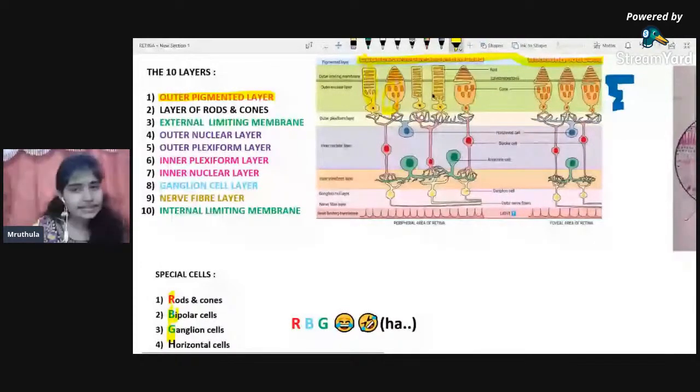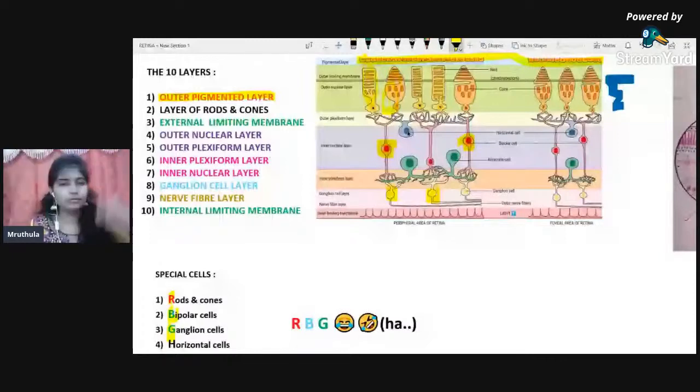Then after R, what did I say? There is B, right? So B is the bipolar cell. This red color one is the bipolar cell. And then below this bipolar cell, G indicates the ganglion cell. So here we have the ganglion cell, right? The other two cells we mentioned are horizontal cell and the amacrine cell. So here is the horizontal cell. So first you need to know these three things.